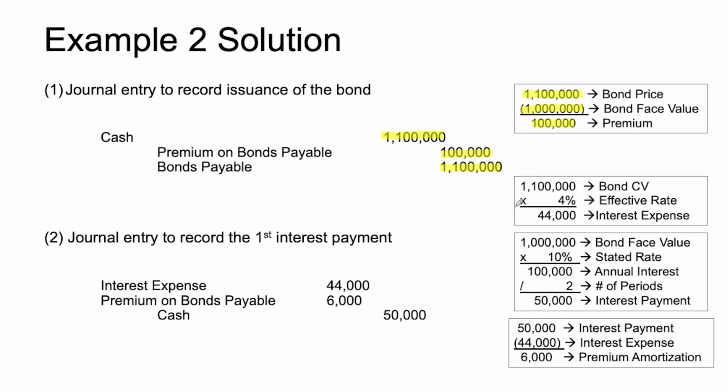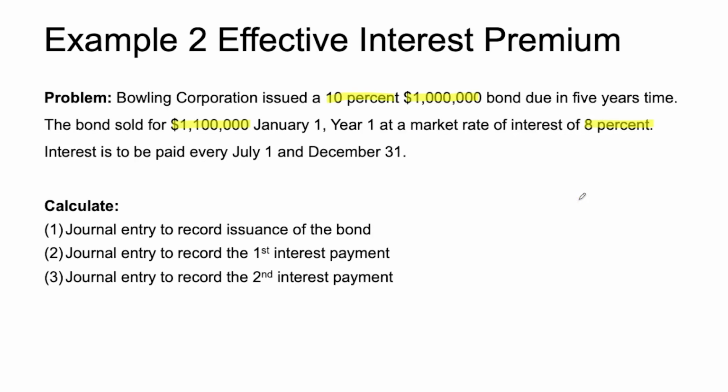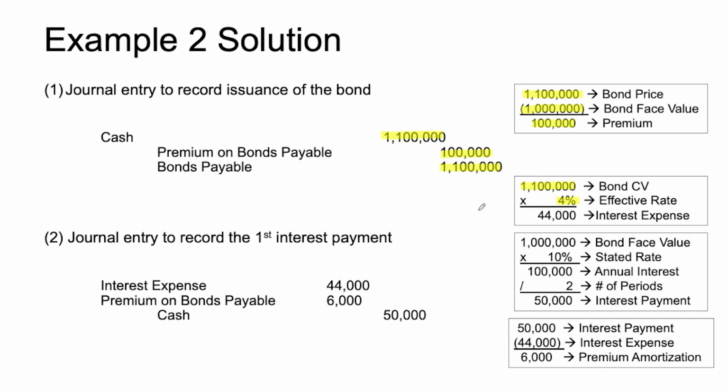First, solving for the interest expense. Second, solving for the interest payment. And then netting those out to find the actual amount of amortization. So we start off by taking our bond carrying value at $1,100,000, multiplying it by the effective rate at 4%, which again, if we remember, was given as 8%. However, it also says interest is to be paid every July 1st and December 31st, so twice a year, so we divide that by 2 to get our interest expense of $44,000.